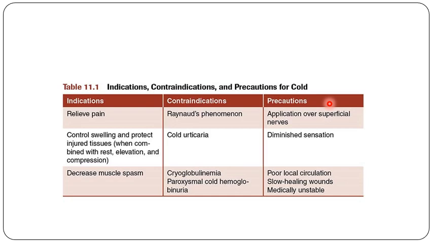Some precautions to look at is application over superficial nerves. So you have to look at things like the median nerve, any type of superficial nerve. The peroneal nerve runs behind the back of the lateral knee. So those areas you want to be aware of. You just want to limit your ice application over those areas. You can apply ice. It's not contraindicated. You just want to make sure you don't leave it on for too long, because you could develop a little bit of a nerve palsy from that.